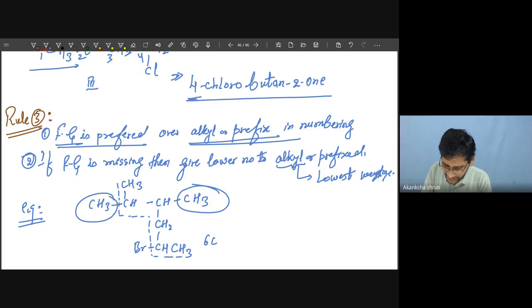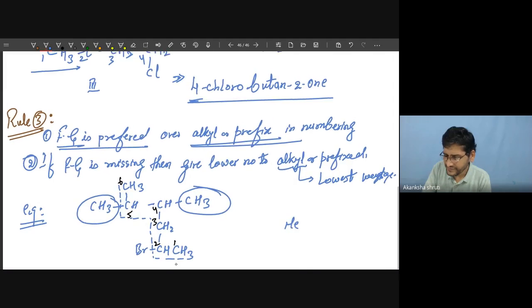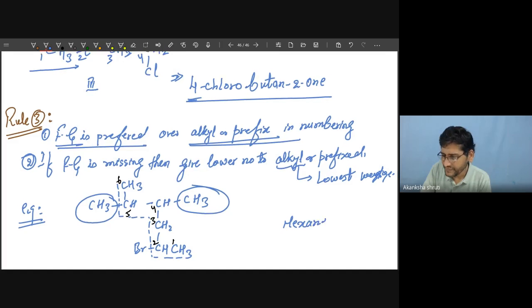Now coming to the numbering, how shall it be numbered? For numbering, very easy, student. If you start numbering, this bromine shall get the lower or lowest number. So you shall start with this one. So 1, 2, 3, 4, 5 and 6. So it becomes like hexane, but care has to be taken. 2 bromo is there, and before that there is 4 methyl as well as 5 methyl.